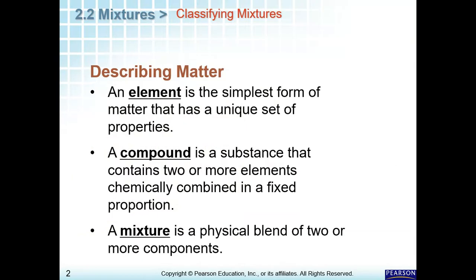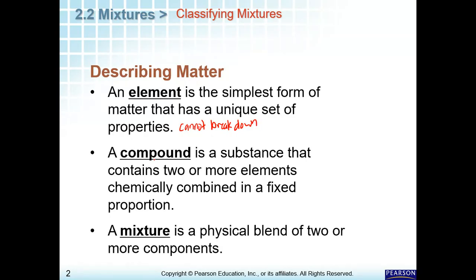Before we give the definition of a mixture, let's go over the two types of matter that we've already talked about so far, and that is the element and compound. An element is defined as the simplest form of matter that has a unique set of properties. Remember, we cannot break down an element further.